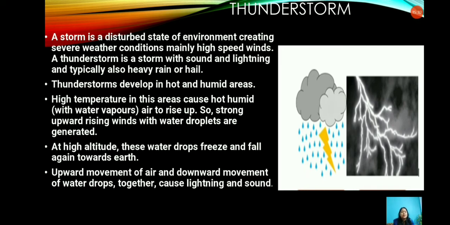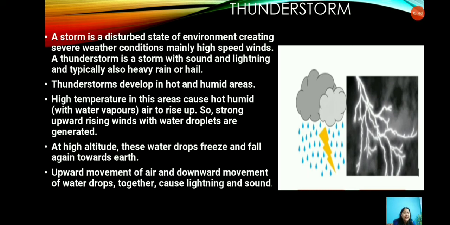It produces the sound and lightning, and typically also heavy rain or hail. So thunderstorms develop in hot and humid areas. If you can see the picture at the side, students, you will be able to see that high temperature in these areas causes hot humid air, that is, air with water vapors, to rise up. So strong upward rising winds with water droplets are generated.